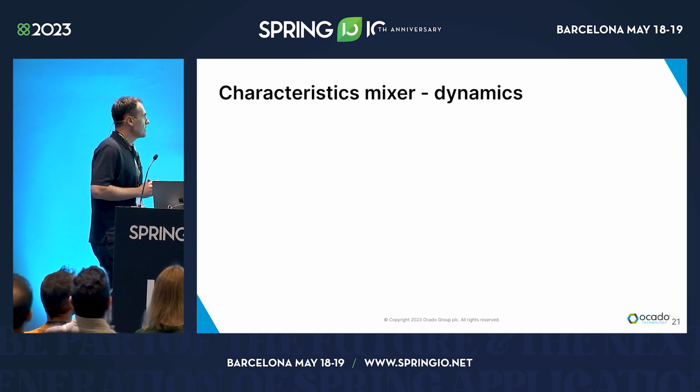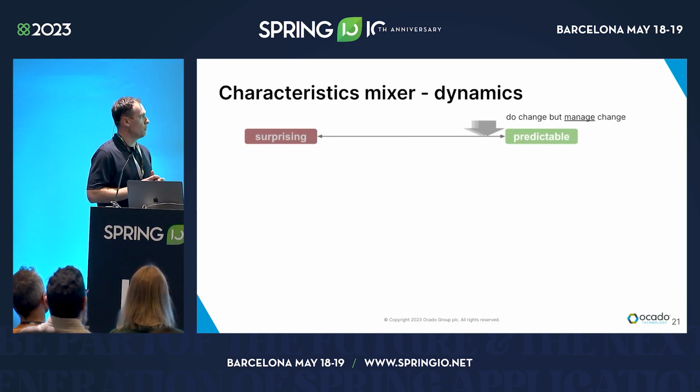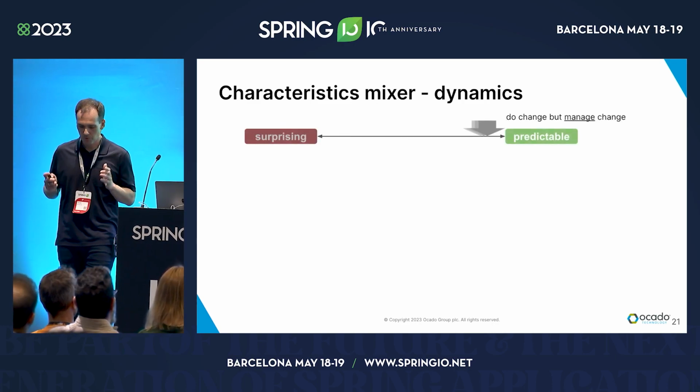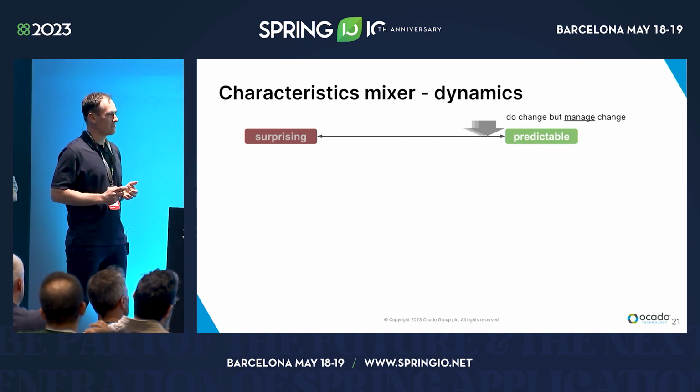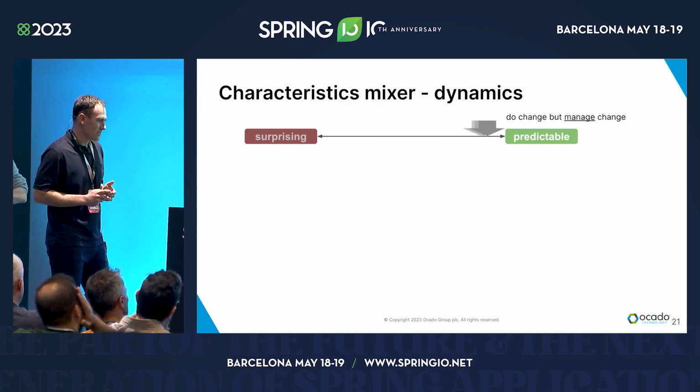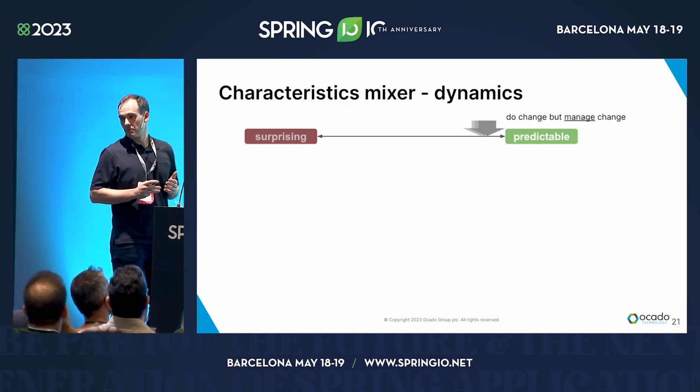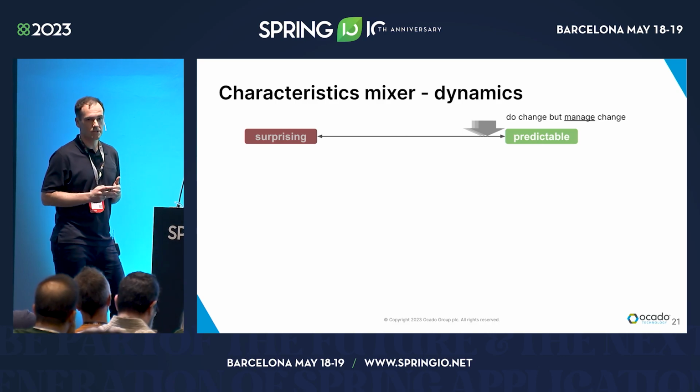Another slide of the mixer, the dynamics. We want to be super predictable. So users should know what to expect. Doesn't mean we cannot change our software. Of course we can. It just has to be managed. And I'm sure Fabio will show you how we know if we can change software.